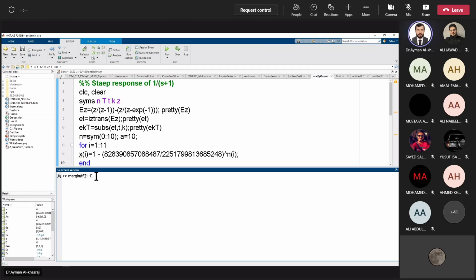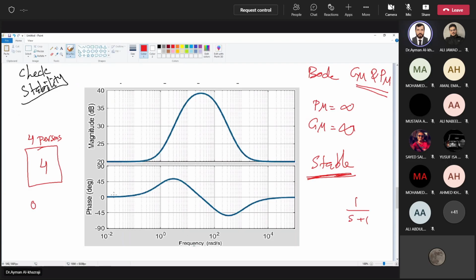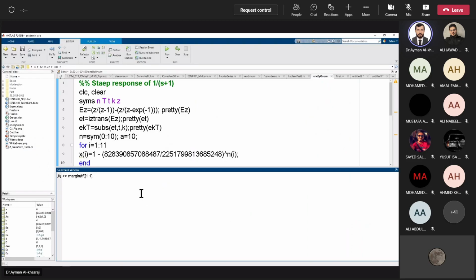Is this lead or lag? It is lead, because this zero is closer to the origin and this pole is far. I can put 1, 5. If I do margin, it will give me the gain margin and phase margin.